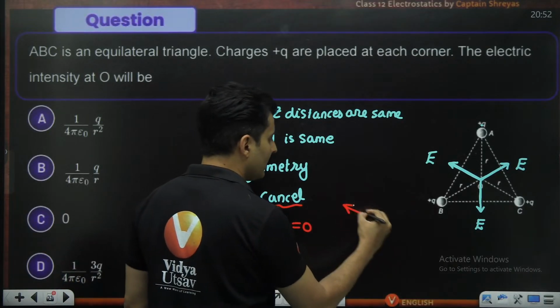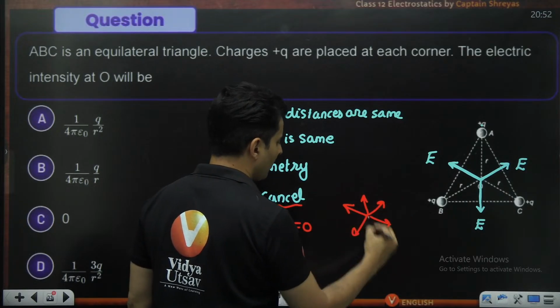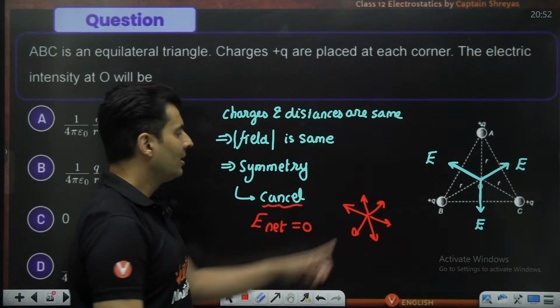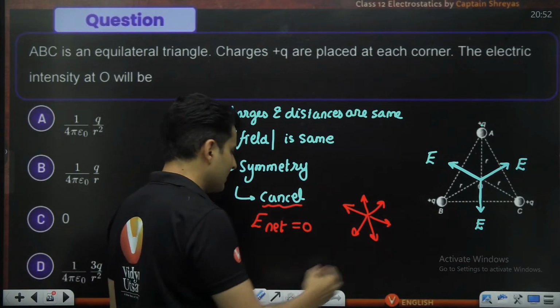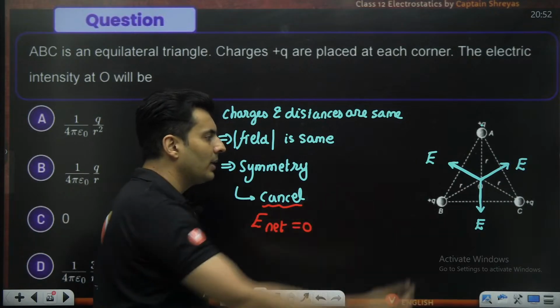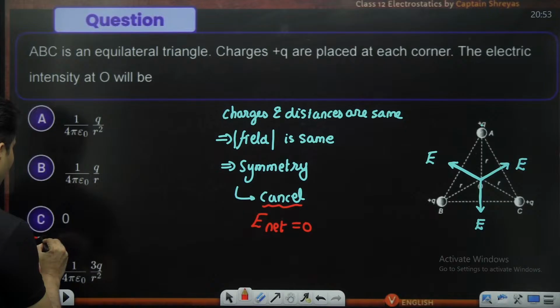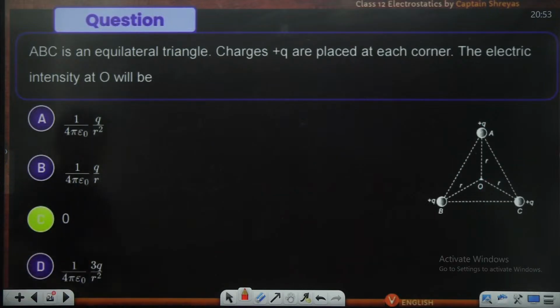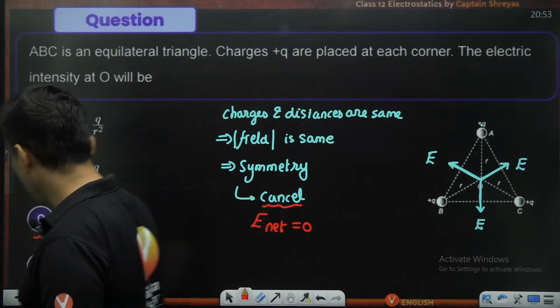See guys, if we had 4 or 5 electric fields, maybe a pentagon or a hexagon, if they're all equally distributed, they will all end up cancelling. So as long as they are symmetrically and equally distributed, they will all end up cancelling. Hence, the answer should be a big fat 0. Yeah, so the answer is 0. Very good. Excellent. Option 3.